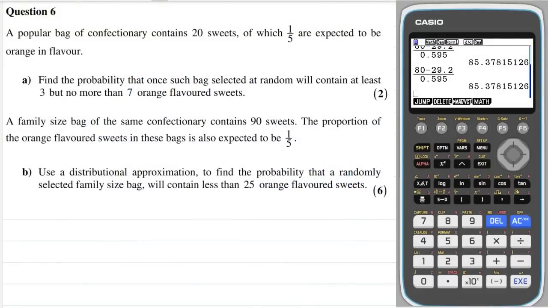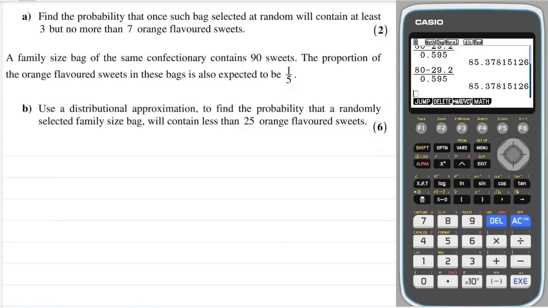Question number 6. A popular bag of confectionery contains 20 sweets, of which a fifth are expected to be orange in flavour. Find the probability that one such bag selected at random will contain at least 3 but no more than 7 orange flavoured sweets.